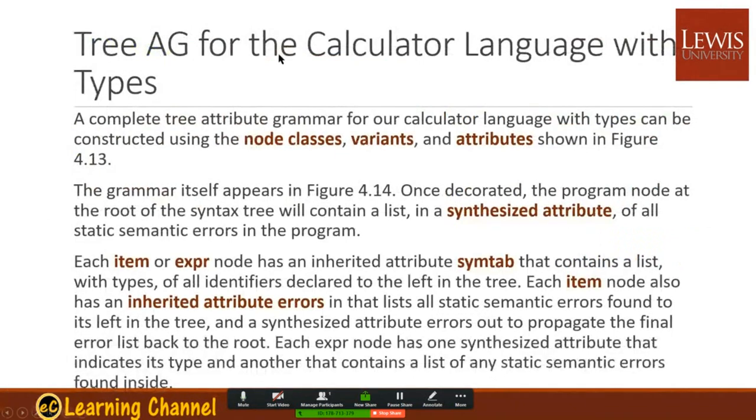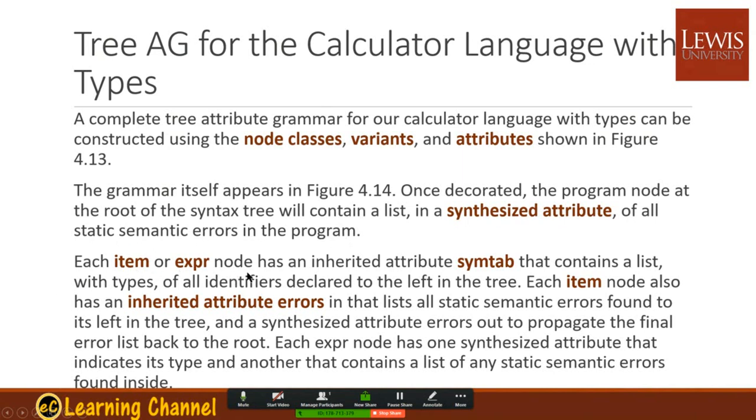Tree attribute grammar for calculator language with types. A complete tree attribute grammar for our calculator language with types can be constructed using the node classes, variants, and attributes in Figure 4.13. The grammar itself appears in Figure 4.14. Once decorated, the program node at the root of the syntax tree will contain, in a synthesized attribute, a list of all static semantic errors in the program.